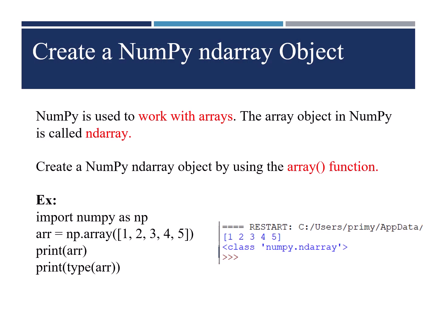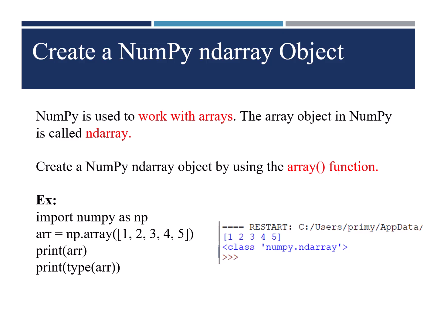Checking NumPy ndarray objects. NumPy is used to work with arrays. The array object in NumPy is called ndarray. We can create a NumPy ndarray object by using the array function. Example: import numpy as np, arr equal to np.array of, within the square brackets, a collection of values 1, 2, 3, 4, and 5.